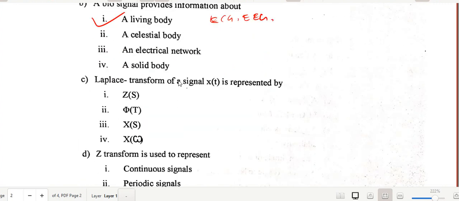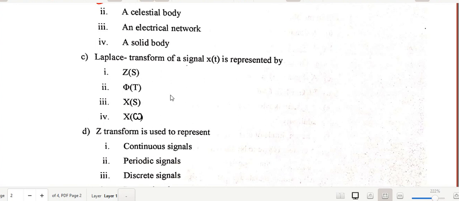Next question, the Laplace transform of signal x of t is represented by what? Remember that the Laplace transform is denoted by x of s, the z transform by x of z, and the Fourier transform by x of omega or x of j omega, both are used. So the correct option here will be x of s.